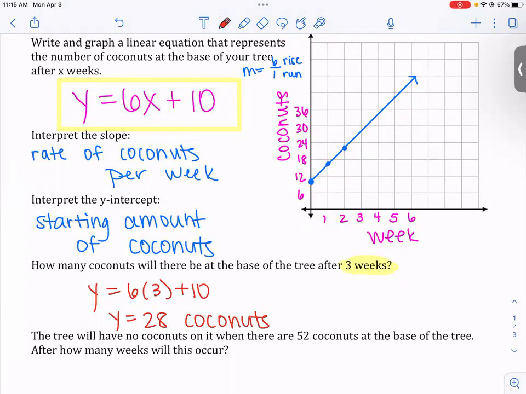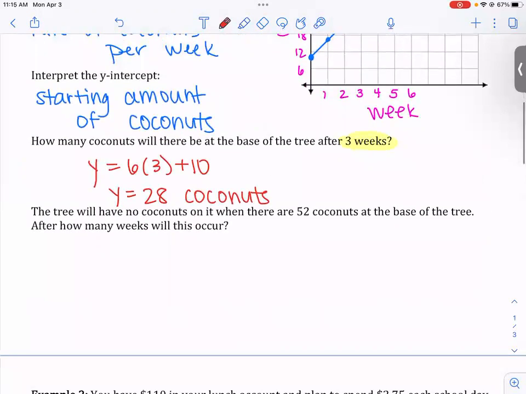Are you okay with why we plugged 3 in for x? So how about this one? The tree will have no coconuts on it when there are 52 coconuts at the base of the tree. How many weeks will this occur? Okay, so how many weeks means what are we going to be solving for?